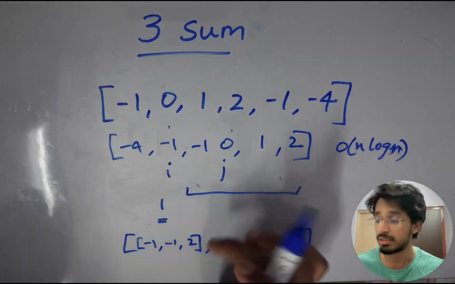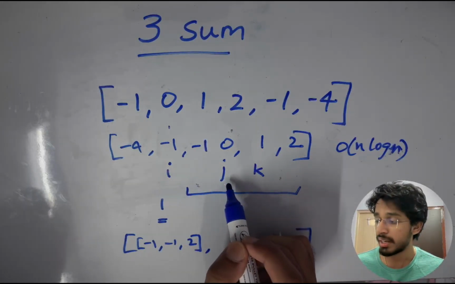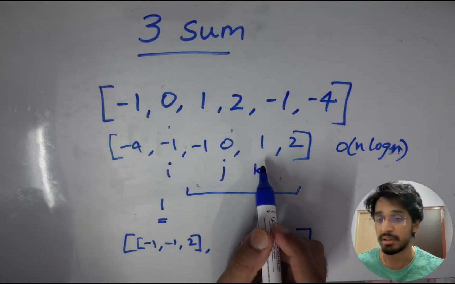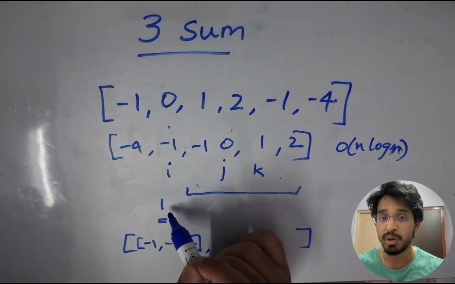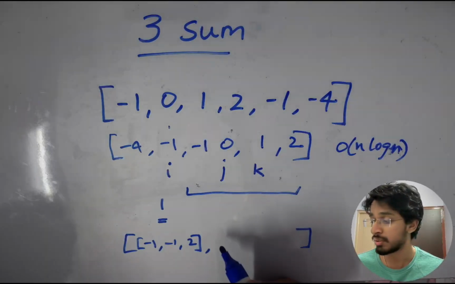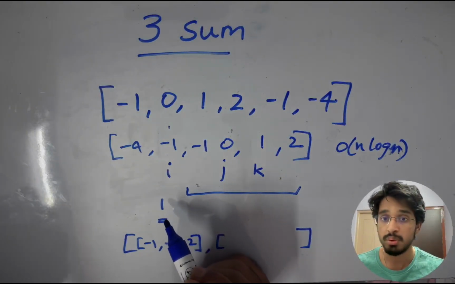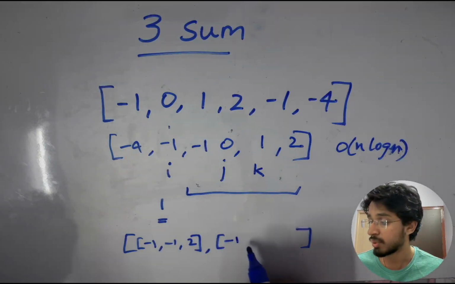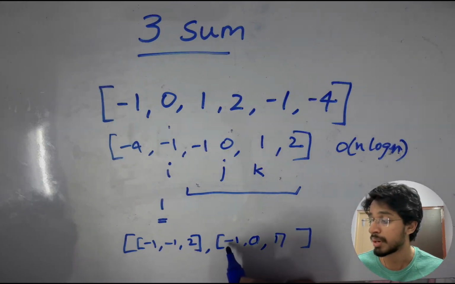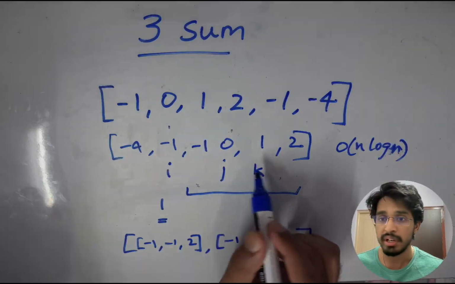Okay, so since 2 is greater than 1, I decrement k like this. Now again I check: 0 plus 1 is equal to the target 1 over here. So again this forms a triplet, and I add that to the results array. Now the target value is 1, so we need to invert it back to -1. So it becomes -1, 0 and then 1. You see that this forms a triplet, -1, 0 and 1. Now we again increment j or decrement k.